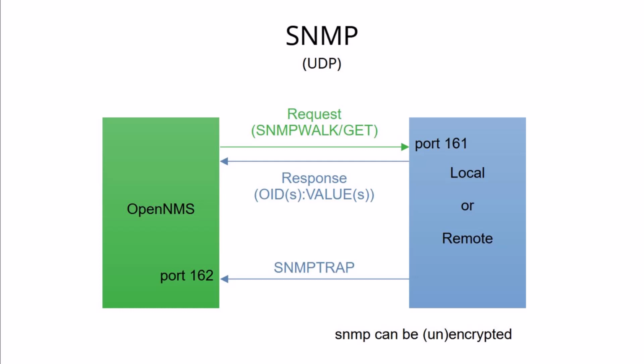SNMP requests are usually made through port 161. The network element status can be forwarded to OpenNMS through a trap. This will be discussed in another module. SNMP traps are normally sent to port 162. SNMP requests, responses, and traps use UDP.